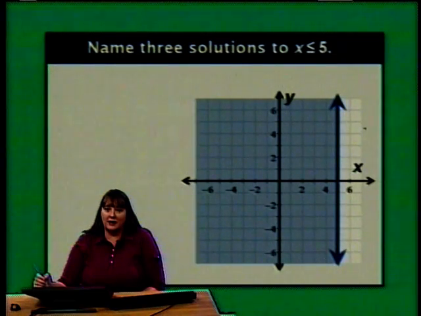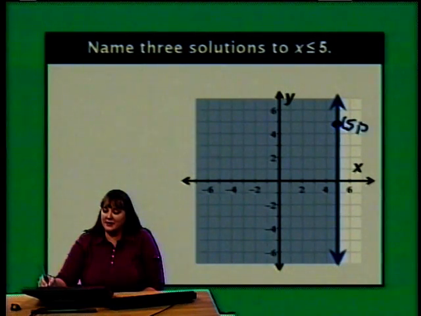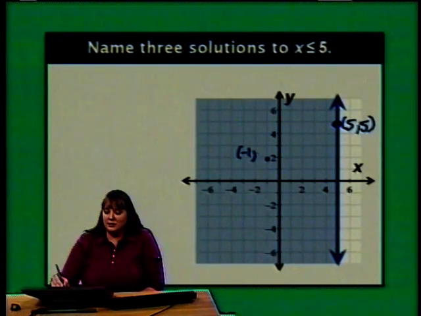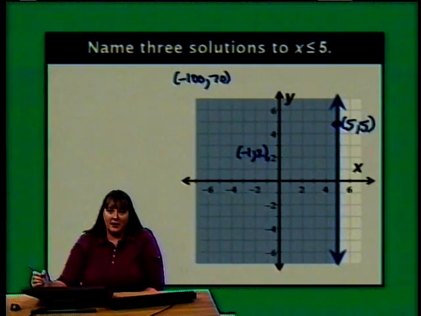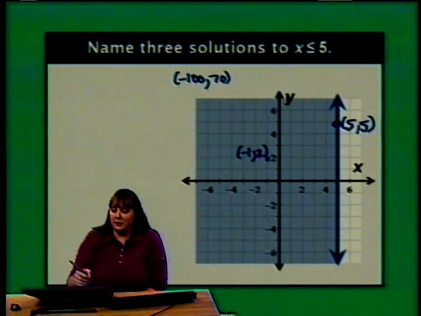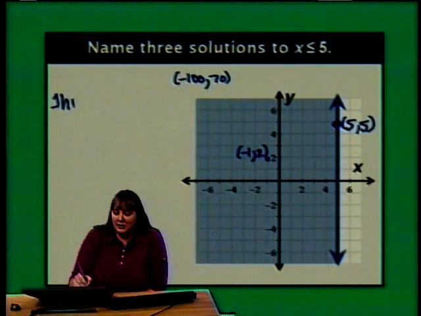Any point on the line gives us an x value of 5. So for instance, the point (5, 5) has an x value of 5. This satisfies the inequality. I can also pick any point to the left of the line. For instance, the point (-1, 2) has an x value less than 5. Or I could pick a point that I don't even see on the screen. I could say that a point like (-100, 70) would also satisfy this inequality. x is less than 5 if x is negative 100. So there are an infinite number of ordered pairs that satisfy this inequality. Three particular solutions are the ones that we've discussed here.